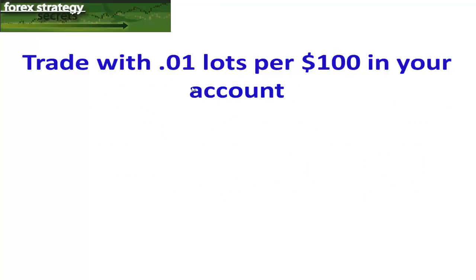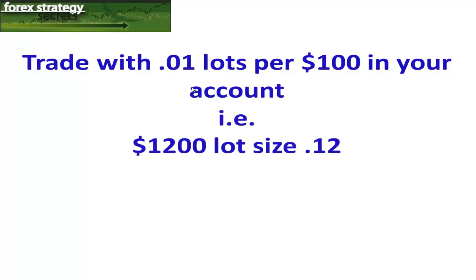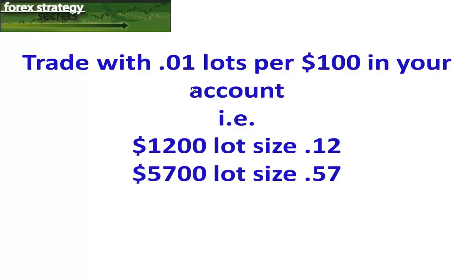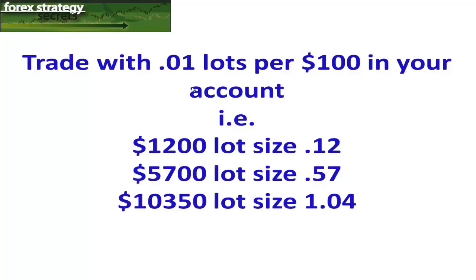Now we're going to trade with a 10 cents lot per $100 in your account. That would be a 1 lot trade per every $1,000 in your account. For example, if you had a $1,200 account, your lot size would be 1.2. If you had a $5,700 account, your lot size would be 1.7. If you had a $10,350 account, I just round it up.